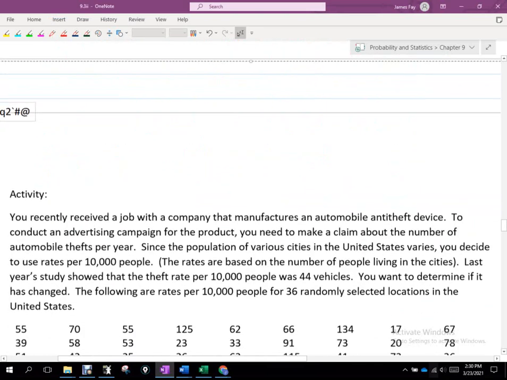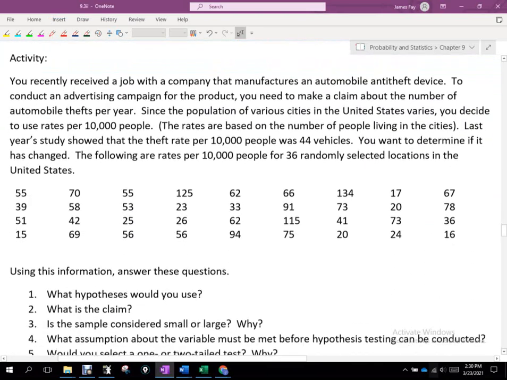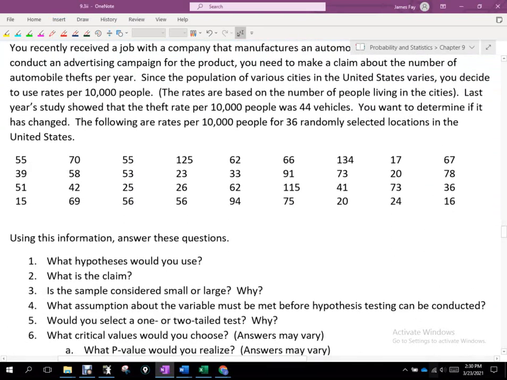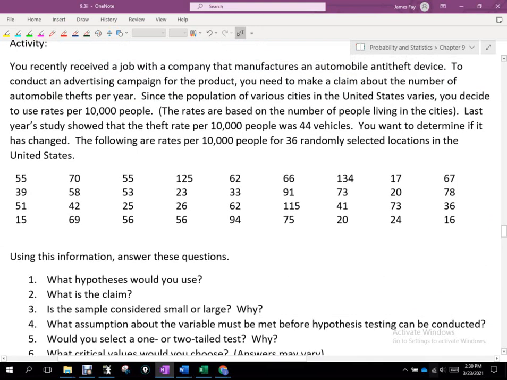The next one has a lot of data that needs to be processed. Okay, so I've kind of done this for you, so you're not going to have to go through and actually find the average of that stuff. I'll show you what you would need to do if it was all left up to you. But this is a company that says you recently received a job with a company that manufactures automobile anti-theft devices. Conduct an advertising campaign for the product.